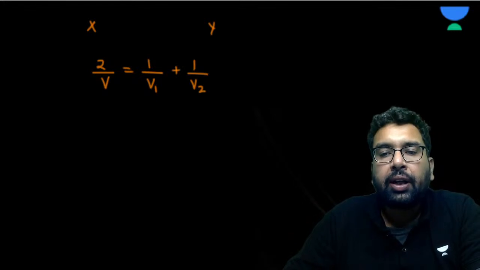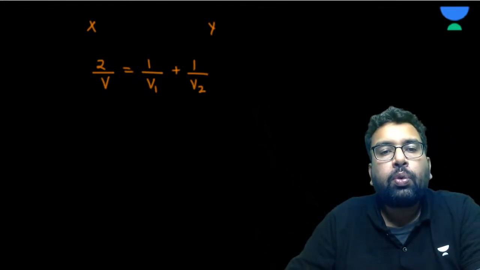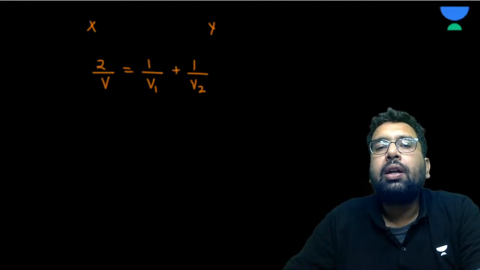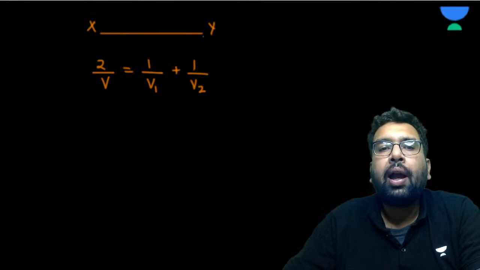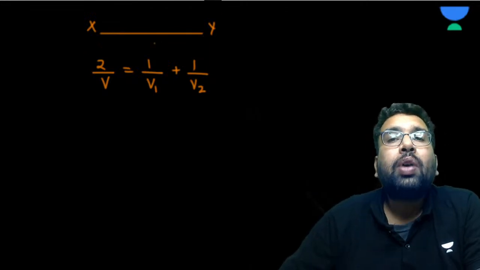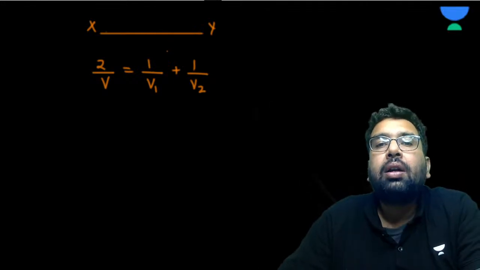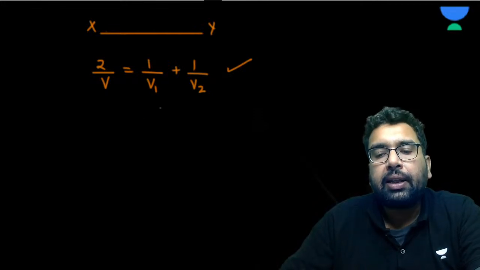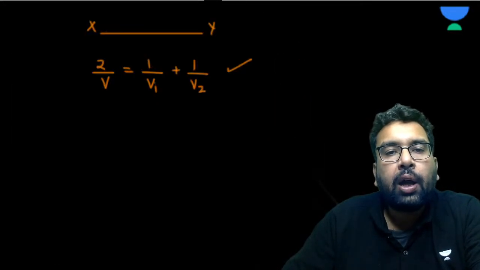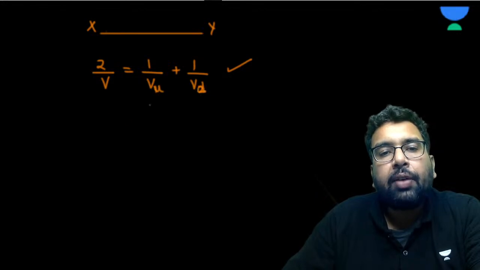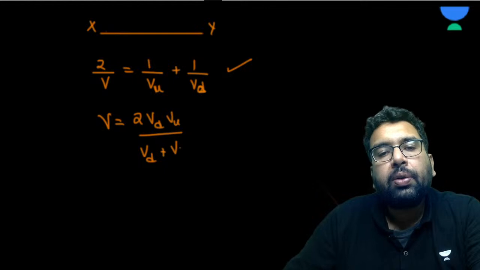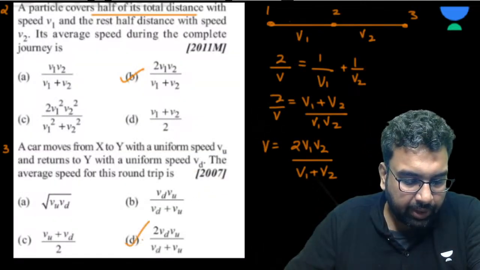In this, the car is returning. All you have to do is see whether the same distances are being covered or not. First he goes from X to Y and then he comes back from Y to X. So whenever the same distance is being covered at two different speeds, you can right away use this. Here they are saying it is Vu and Vd. So from here, V will come out to be 2 Vu Vd upon Vd plus Vu. What is so difficult in this? So the D option. Yeah, all are similar only.